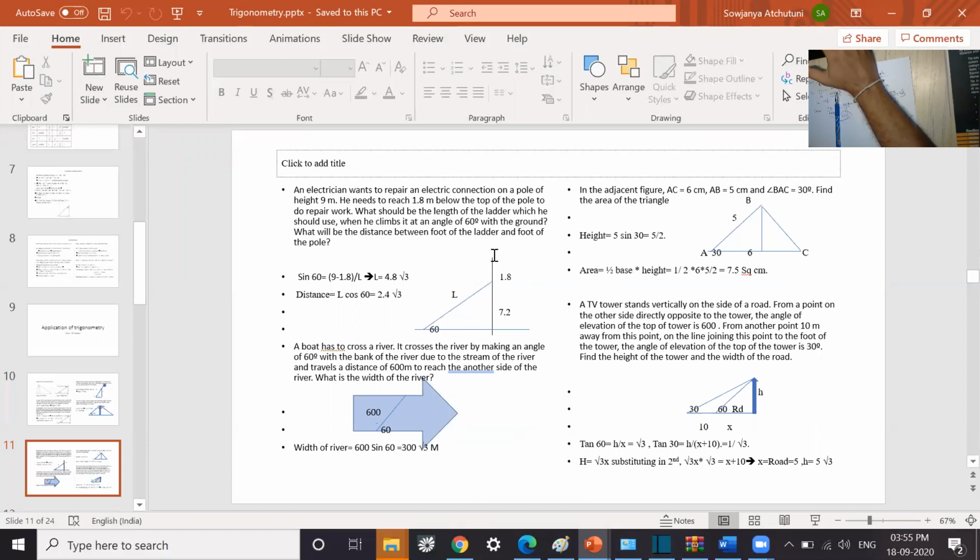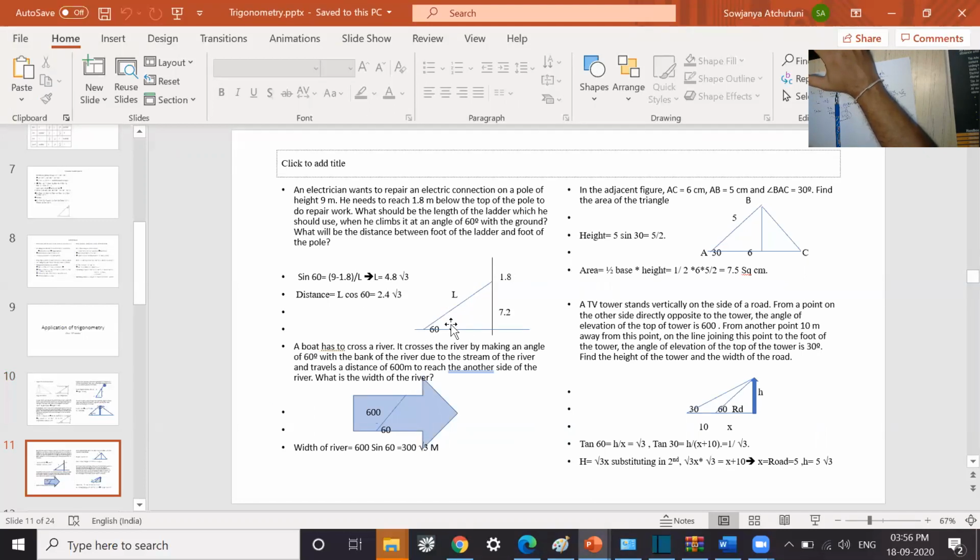So 1.8 meter from the top he has to stand. That means total is 9 meter, so this is 7.2 meters. So sin 60 is equal to 7.2 by L, that is 9 minus 1.8, which is 7.2 by L. So L is equal to 4.8 root 3. So this is the length of the ladder.